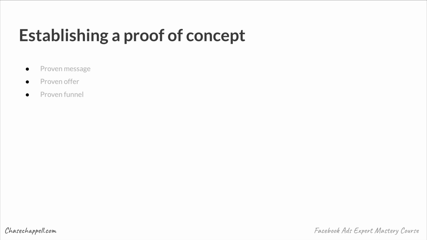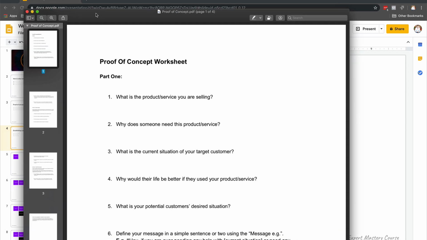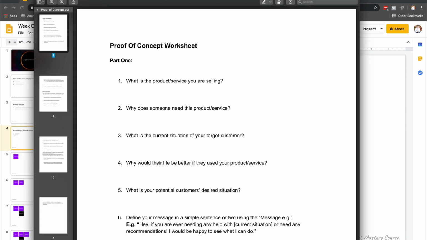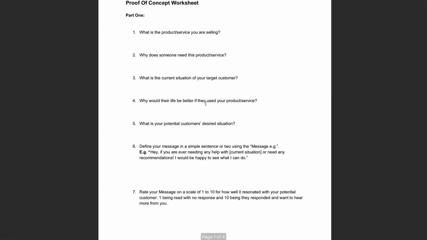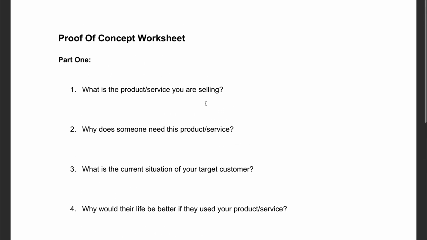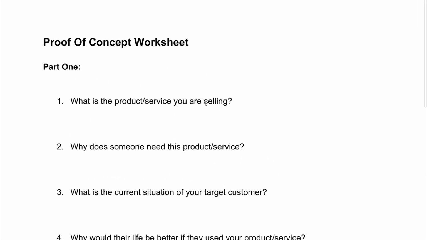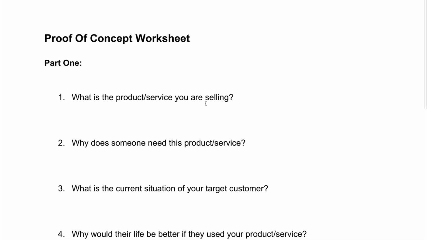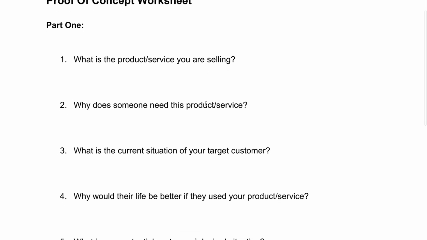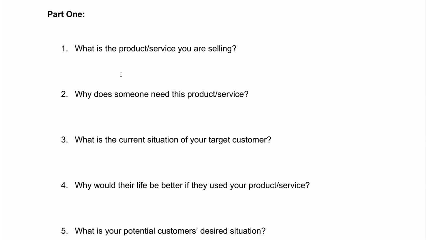What I want you to do is open up the worksheet below. It should look something like this. It's called the proof of concept worksheet, and it's linked below. You can open it and make a copy in Google Docs. Then you're going to start filling this out, so you can identify the main points that we're going to use to start generating some clients and getting people to buy our product or service.